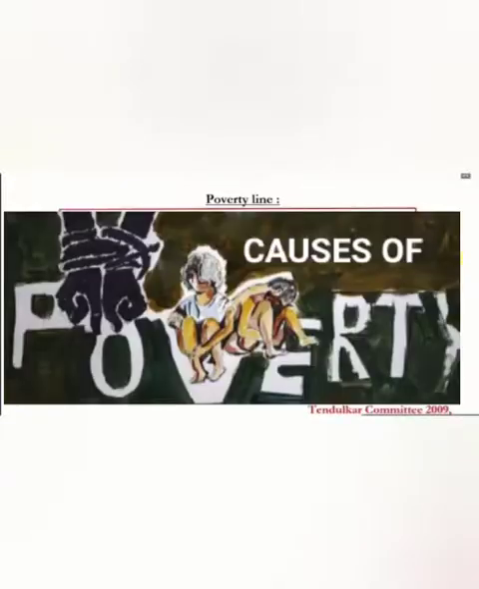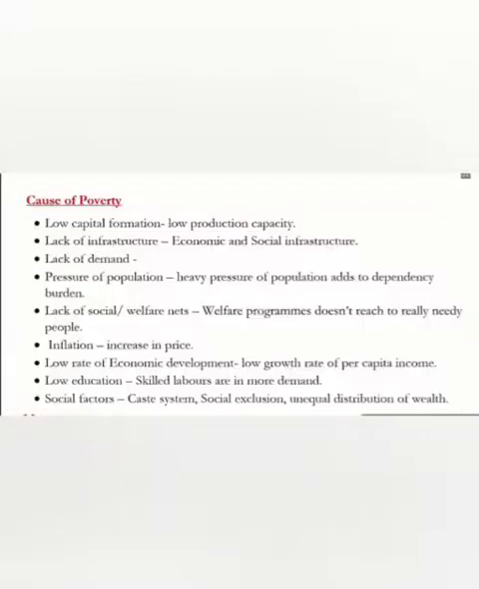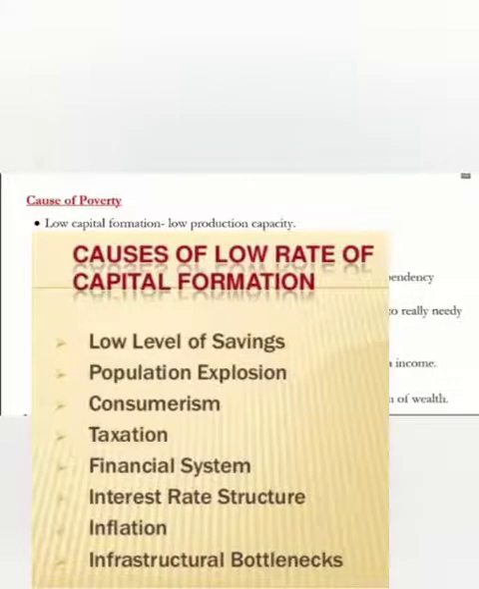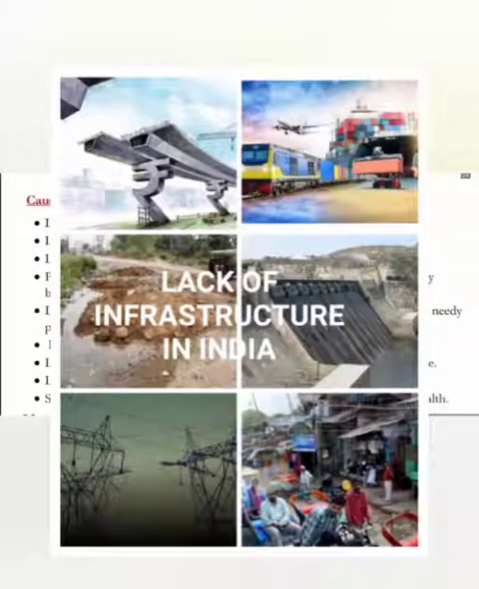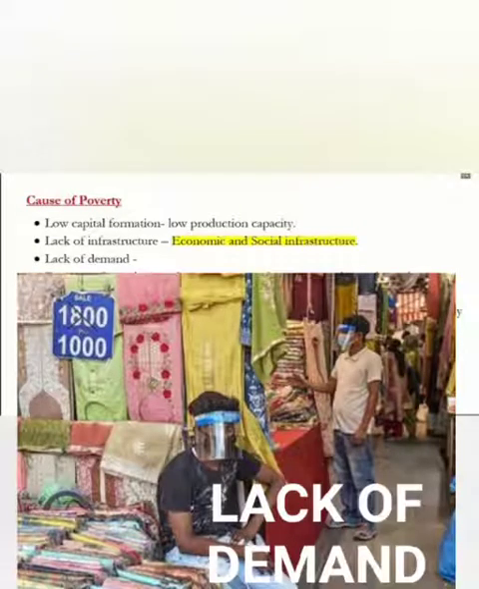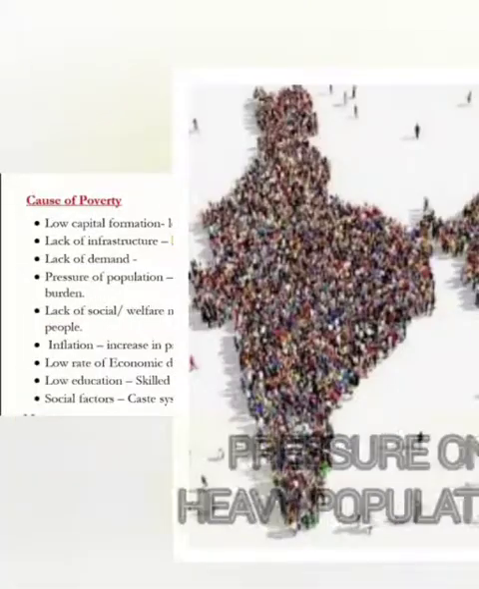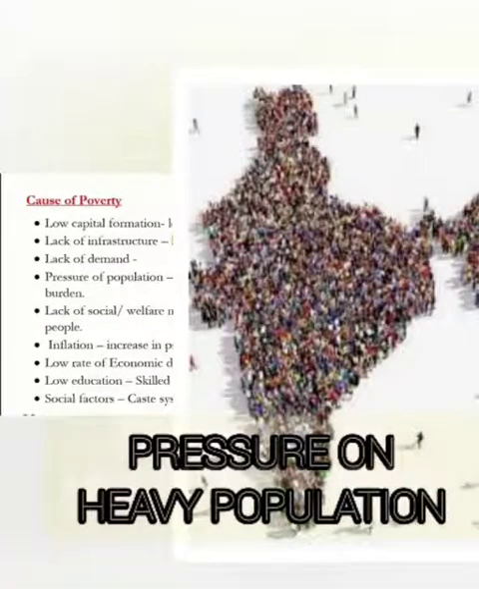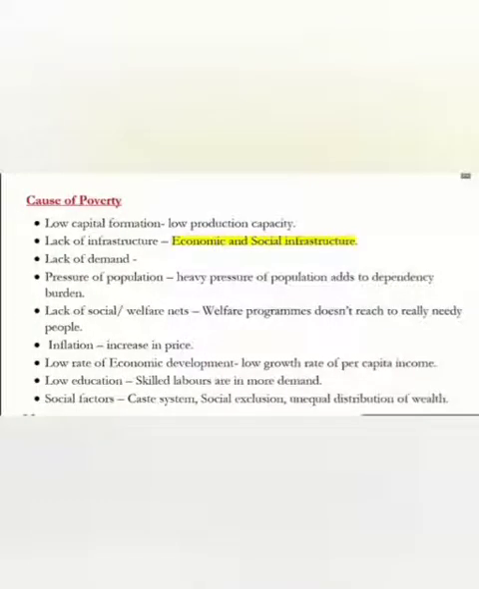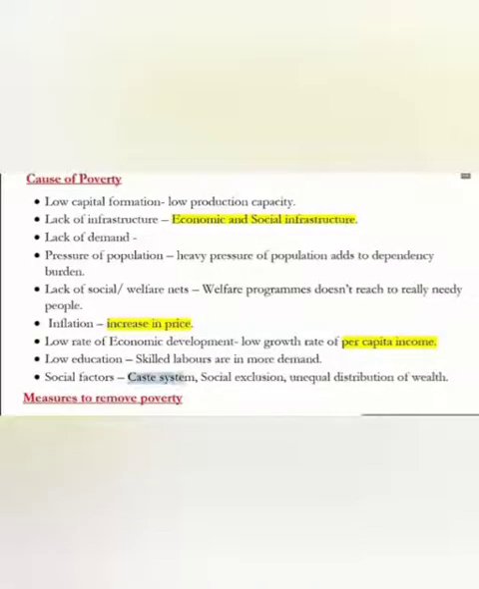Okay students, now we observe the causes of poverty. People having low capital formation and production capacity, lack of infrastructure, economic and social infrastructure, lack of demand, pressure of population. Heavy pressure of population adds to the dependency burden. Lack of social welfare programs that reach the really needy people. Inflation, increases in prices, low rate of economic development, low education, social factors like caste system, social exclusion, unequal distribution of wealth.